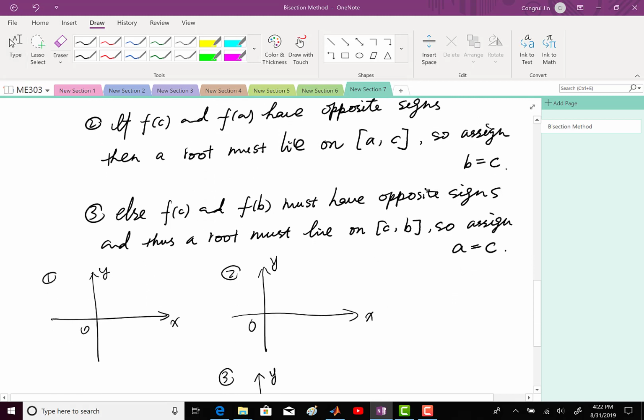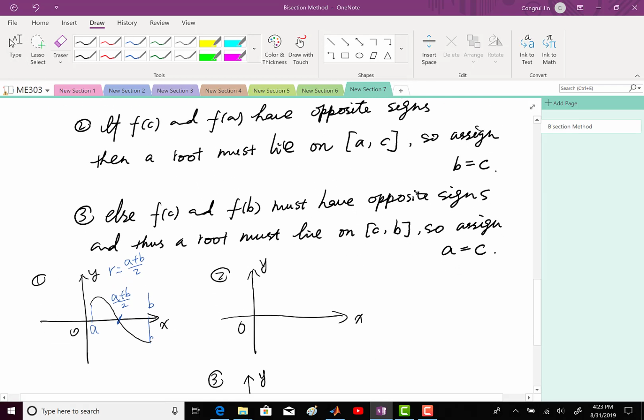For this scenario, we have a function like this. This is a, this is b, and the middle point happens to be the root. When you find (a+b)/2 and the function value at this point is exactly 0, then the root r will be equal to (a+b)/2. Then everything is over, because we found the root.